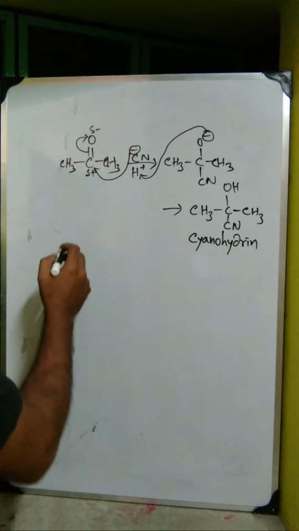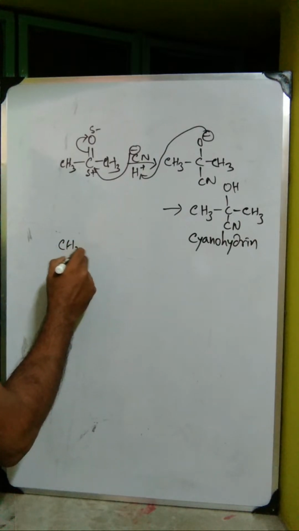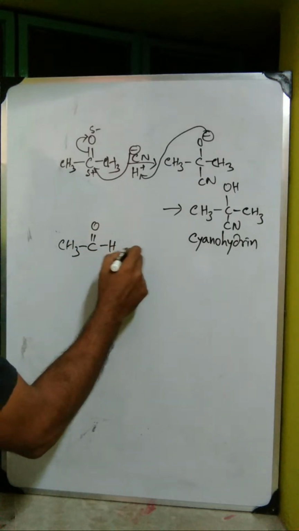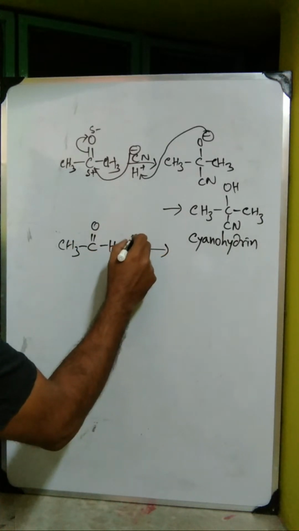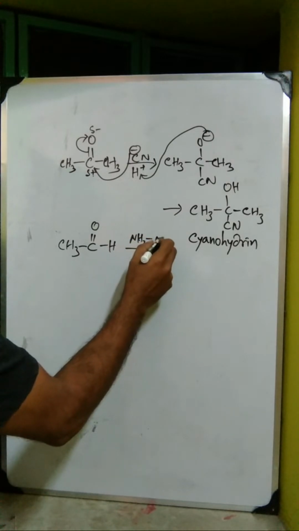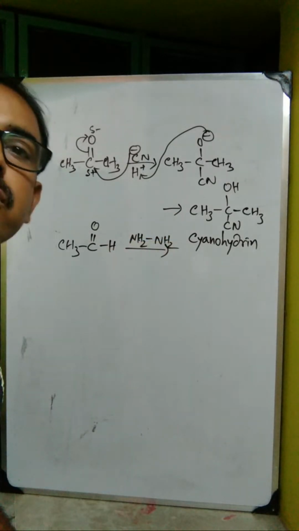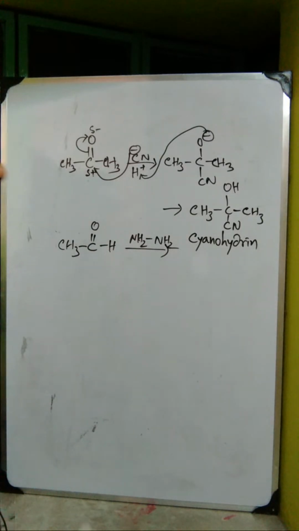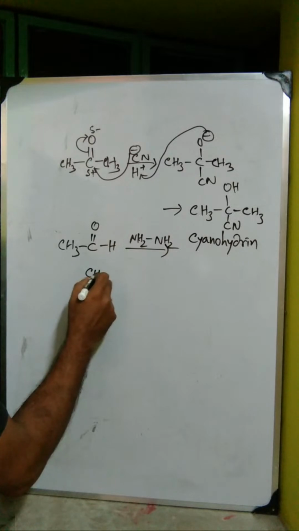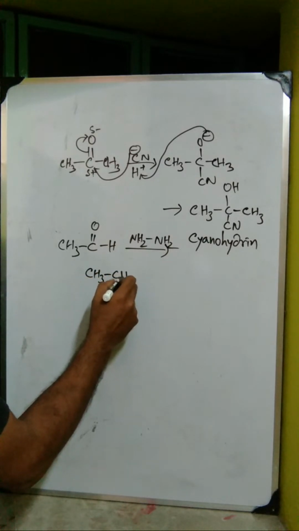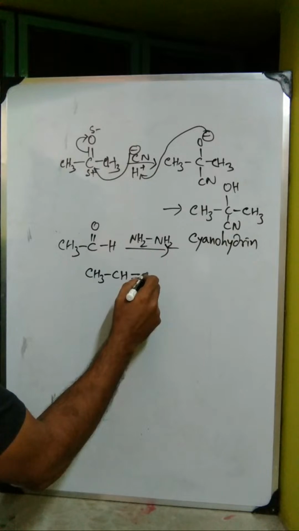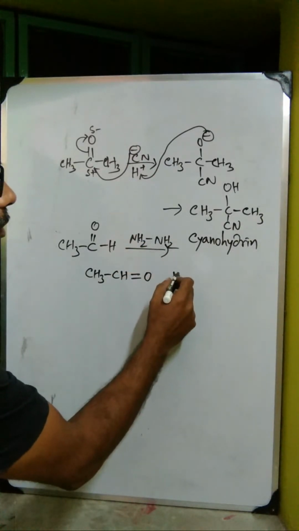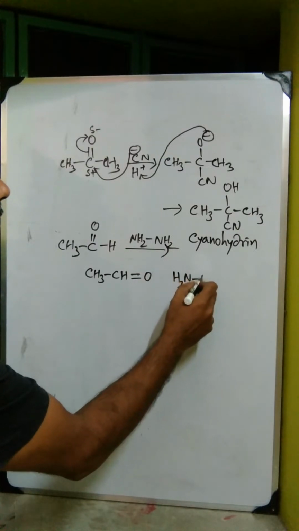Now what happens when CH3 C double bond O H is treated with, say, hydrazine, NH2 single bond NH2? What happens when acetaldehyde is treated with hydrazine? This is not the mechanism I am telling you; this is a short trick to form the compound. NH2 will be written as H2N and then single bond NH2.